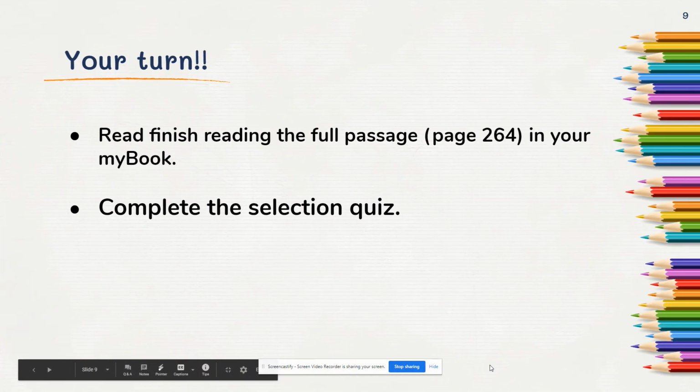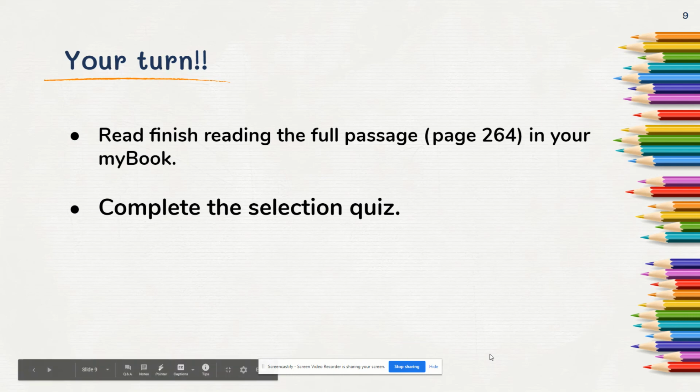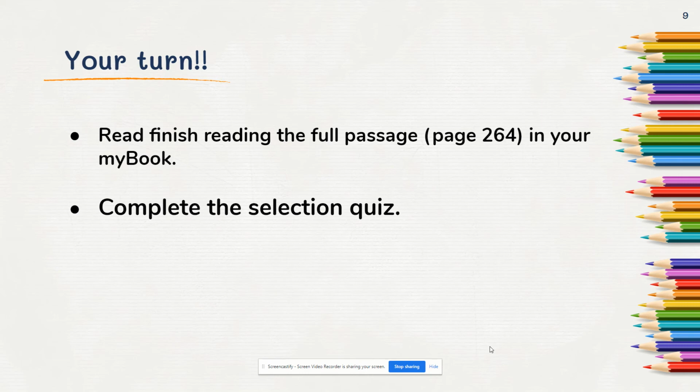Now it's your turn to show me what you know. You're going to finish reading the selection by reading page 264 also. Then you will follow the instructions to complete the selection quiz. Make sure you're turning in your quiz the proper way to your teacher, how they have asked you to do that.